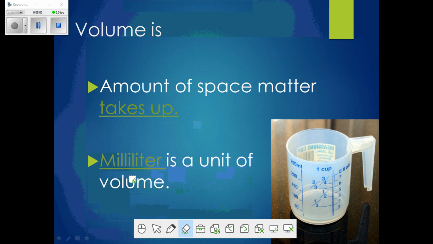Milliliter is a unit of volume. So milliliters are a unit of volume. See the measuring cup here? We have 250 milliliters. So this is the unit of volume.